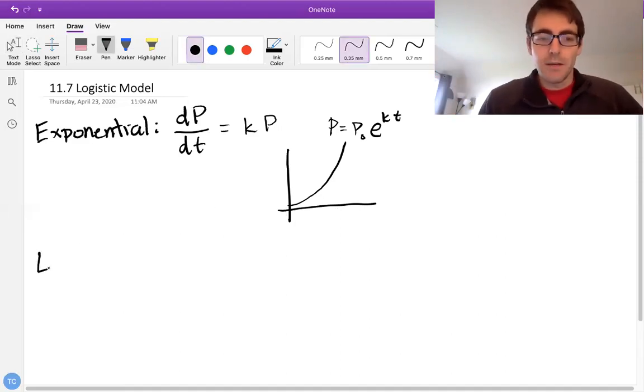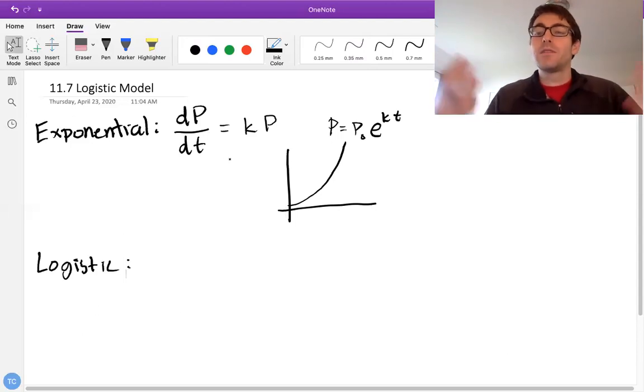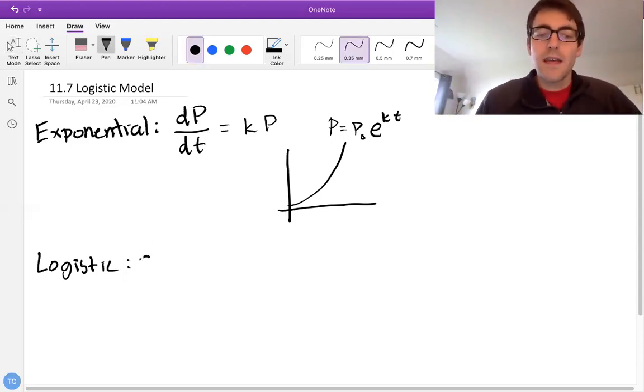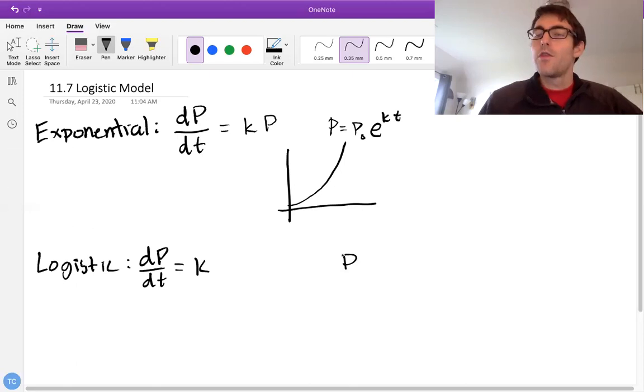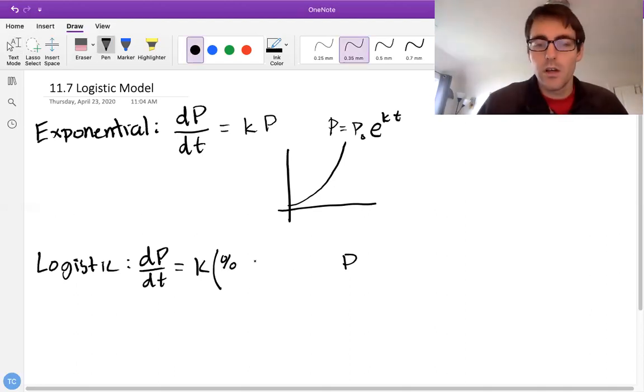So what the logistic model does is it takes this limiting amount into account. We're saying that instead of our rate of change always being proportional to the population, our rate of change is going to be proportional to the population times, we're going to call this the percentage of remaining capacity.